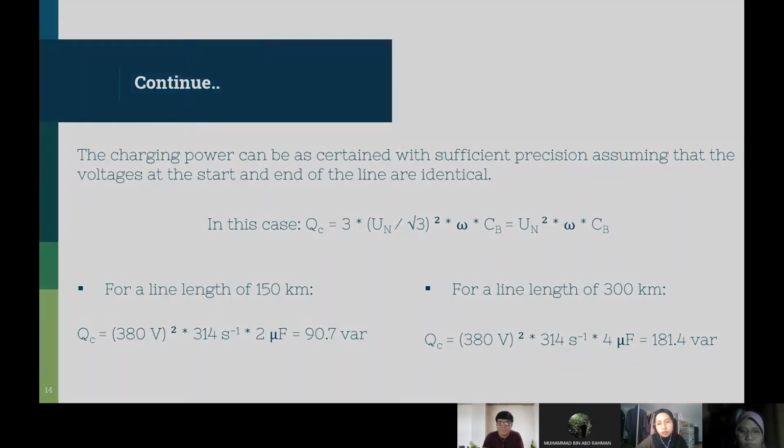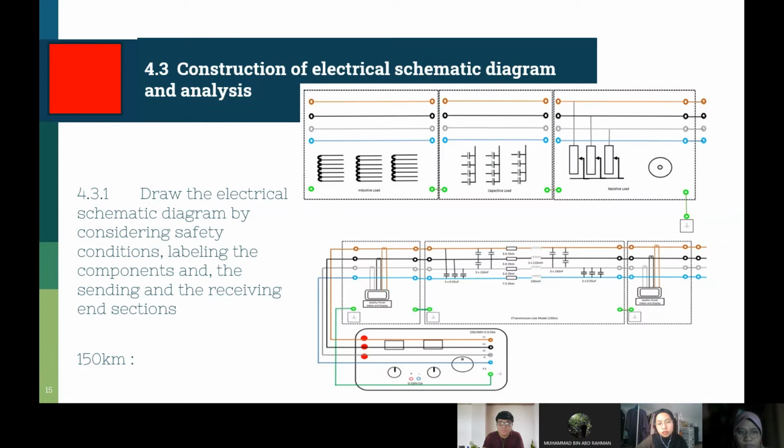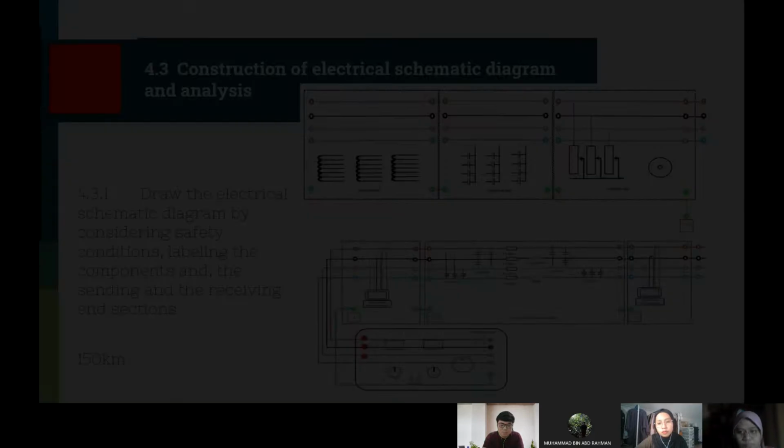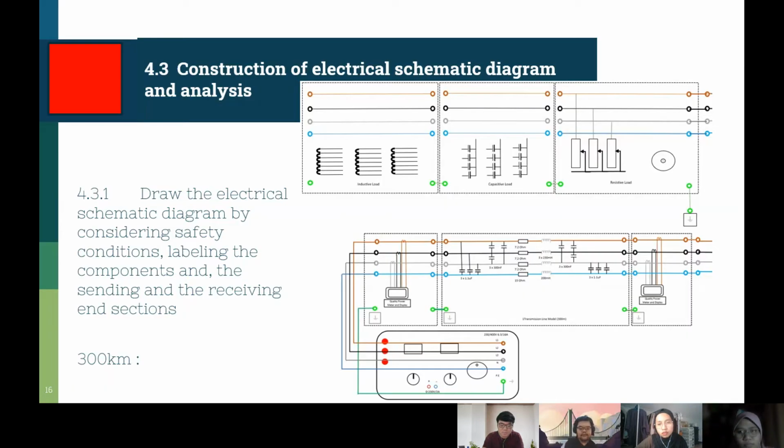Next. This is the electrical schematic diagram of the transmission line module, 150 km in no load condition. This is the electrical schematic diagram of the transmission line module, 300 km in no load condition.